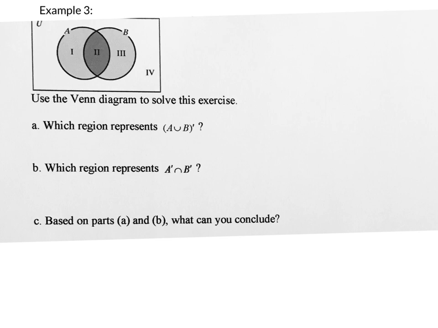And finally, in this section, we can also use Venn diagrams to visually prove equality. So for this type of example, we are finally going to use the Roman numerals, the labels, because we're not listing out elements. So let me just show you what I mean by this. Example 3, we're going to use the Venn diagram to solve this exercise, all parts A through C. So starting with part A, it says which region, so which Roman numeral label, represents parentheses A union B with that apostrophe, that complement floating outside the parentheses.